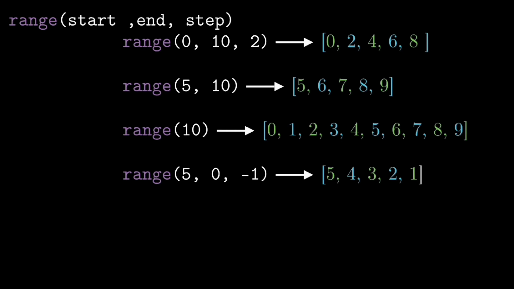Let's consider range 0, 10, and 2. The 0 is taken as the start value, 10 is taken as the end value, and 2 is the step. Numbers between 0 and 8 are generated with a step of 2, that is, with a difference of 2. So we have 0, 2, 4, 6, and 8. If you notice, the values generated started from 0 and ended with 8. That's because the range function generates a collection of values from the start value, which is 0 in this case, to the end value minus the step, which is 10 minus 2, because 10 is the end and 2 is the step. So 10 minus 2 equals 8.